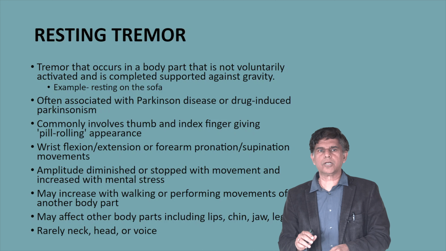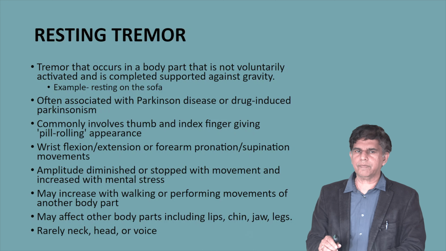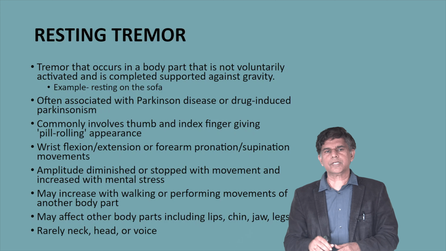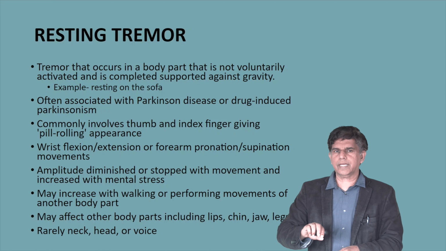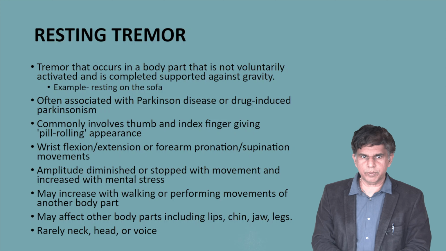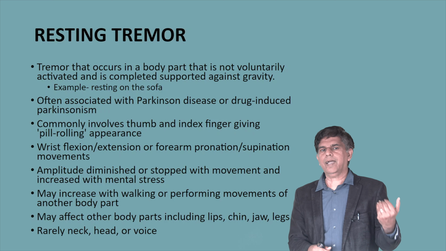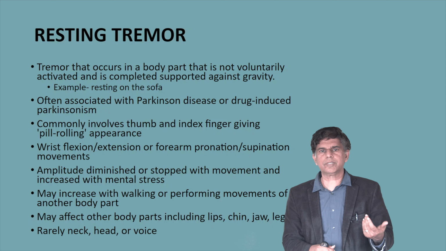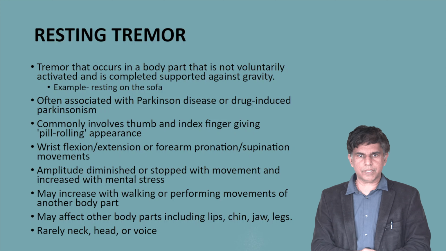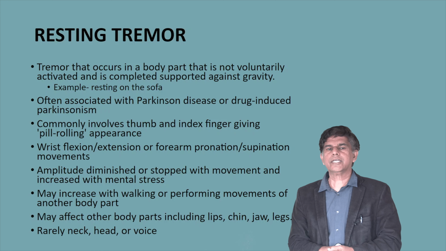Sometimes you can have the pill rolling, with the thumb and index finger giving a pill-rolling appearance. Wrist flexion and extension, and then forearm pronation and supination movements are common, okay? The amplitude is diminished or stopped with movement and increased with mental stress. That's the common finding. It may increase with walking.